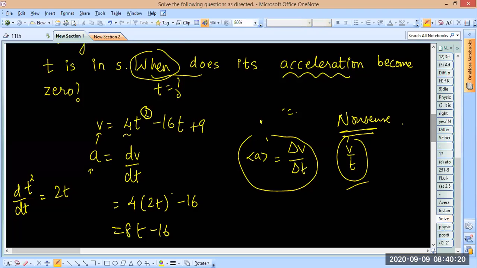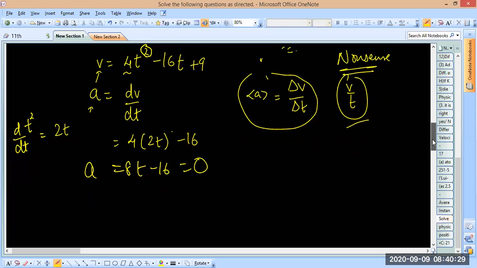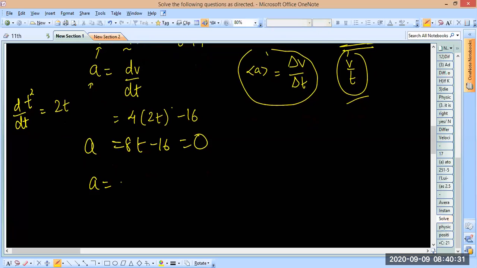And we are given that acceleration is 0. We want to find the time for acceleration being 0. So t is equal to 16 by 8, that is 2 seconds. Okay, have you understood that?